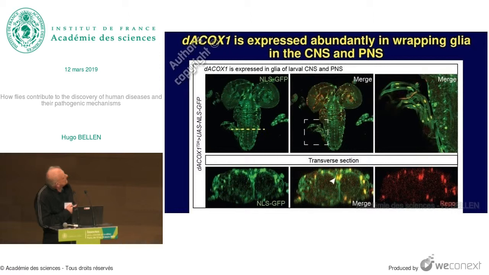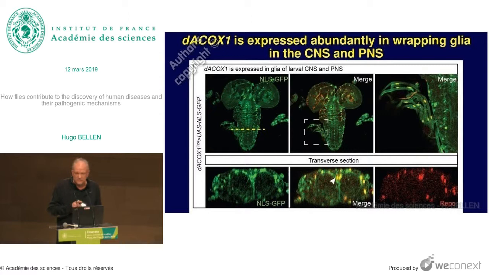It turns out that this gene is very abundantly expressed in wrapping glia. And in fact, expression of this mutant, I'll show you in a minute, in the wrapping glia alone is sufficient to kill the animal. So this gene, paradoxically, even though it is a key gene in peroxisomes that are expressed in all cells, seems to play a major role in glia.